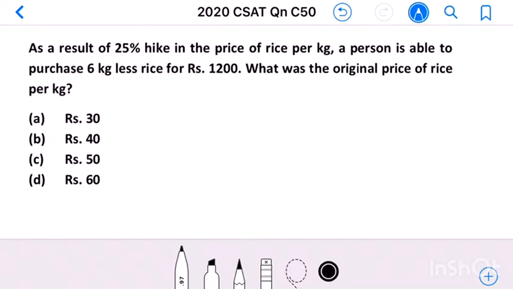Question number 50. As a result of a 25% hike in the price of rice per kilogram, a person is able to purchase 6 kilograms less rice for rupees 1200. What was the original price of rice per kilogram? Let us take the original price of rice per kilogram equal to X. Then he could purchase Y kilograms of rice for 1200 rupees.